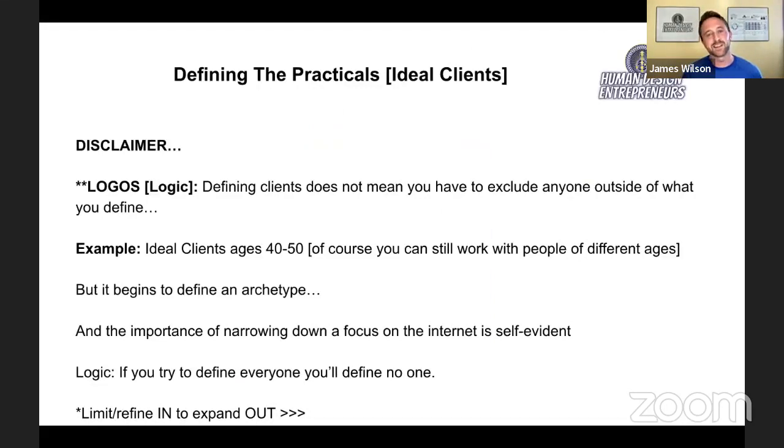Okay, I thought it was the next slide, but this is an important disclaimer. I've heard time and time again from multiple people an aversion or apprehension to wanting to limit who they work with or who their clients are. And I will tell you from experience that it's admirable and honorable to want to be working with everyone and not excluding anyone.